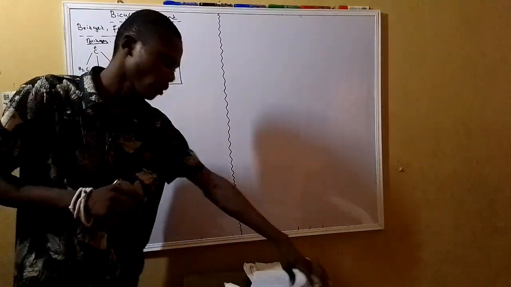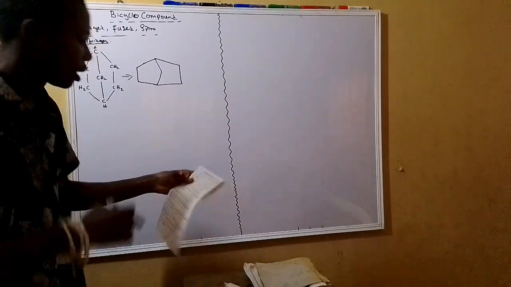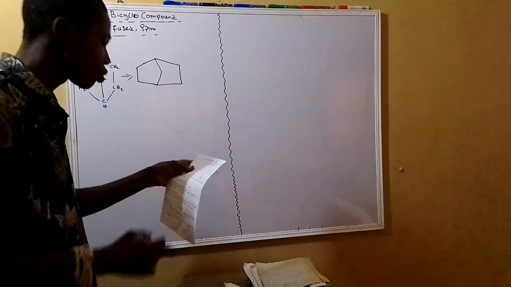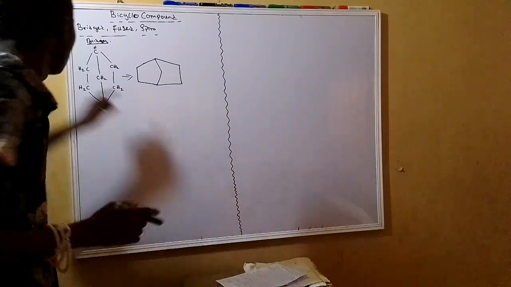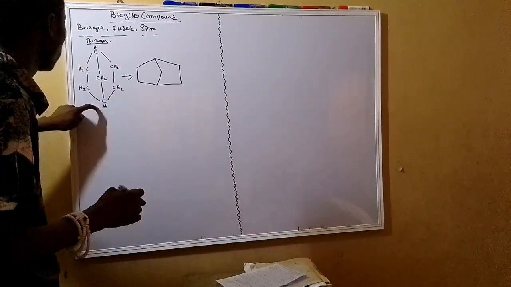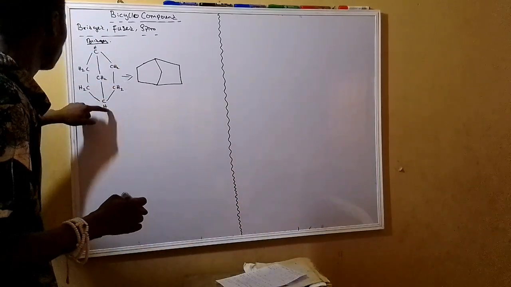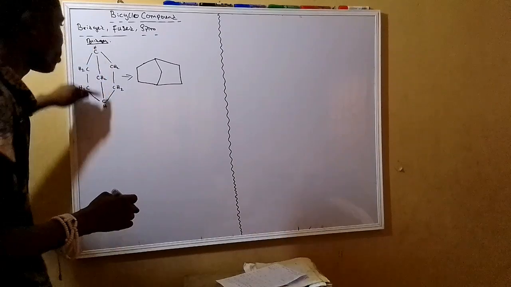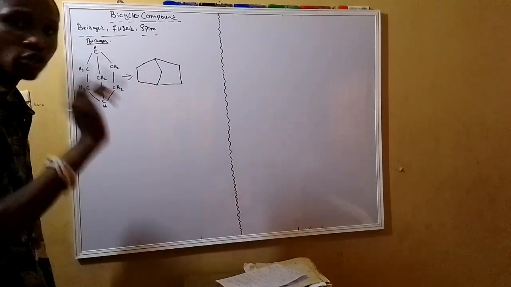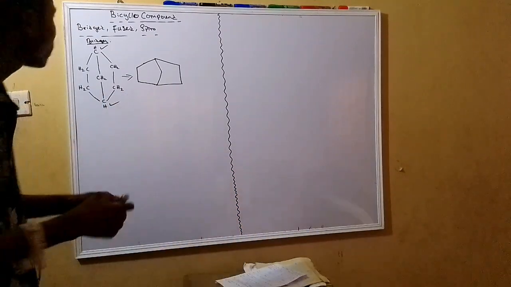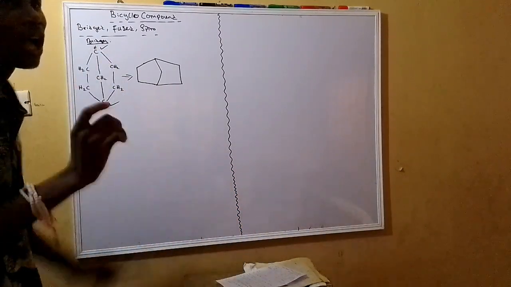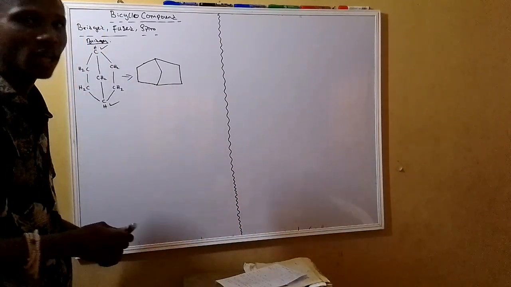Look at this, guys. Let me read something out to you here. It says the carbon atoms common to both rings are called the bridgehead. Now, if you look at this, movement from here to this point, from here to this point, from here to here, there is one thing that is common: this carbon here and this carbon here. These two are called the bridgeheads. Do you get what I'm saying?